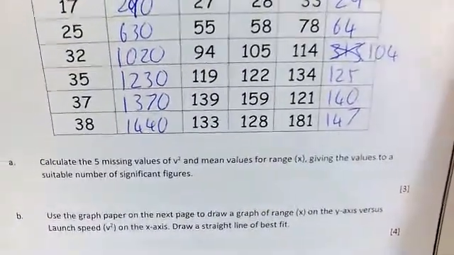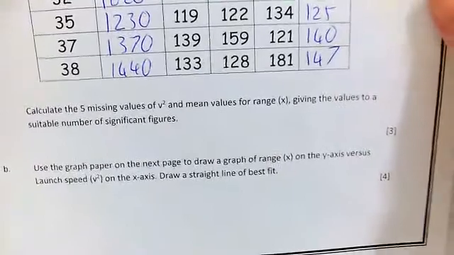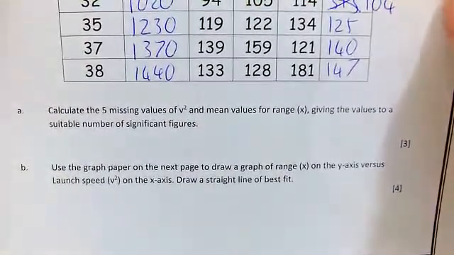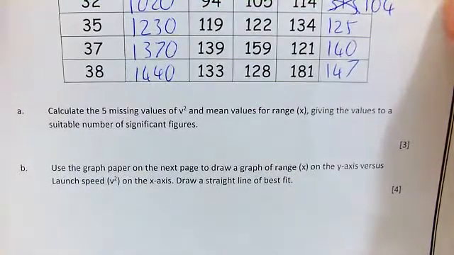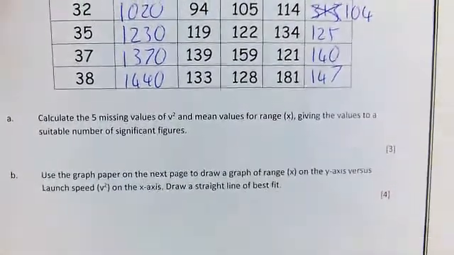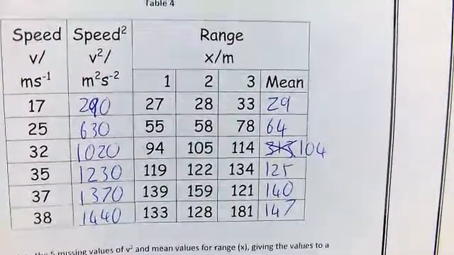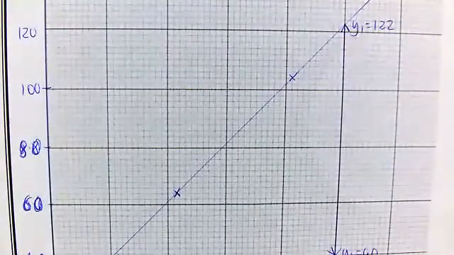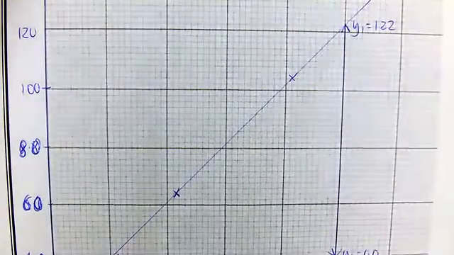It then said to use the graph paper to draw a graph of x, the range, versus v squared on the x-axis, and draw a straight line of best fit. So when I did it, this was the scale I got. So I'm just going to zoom out slightly. Bear with me.